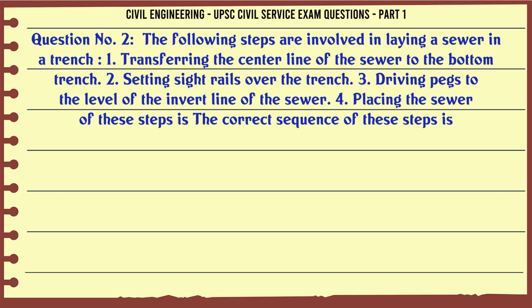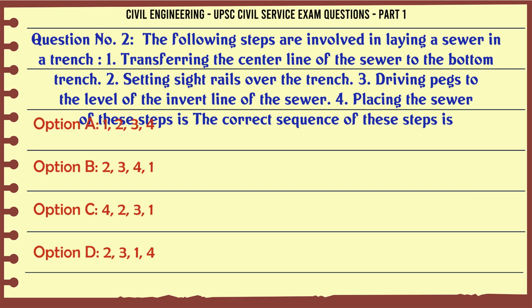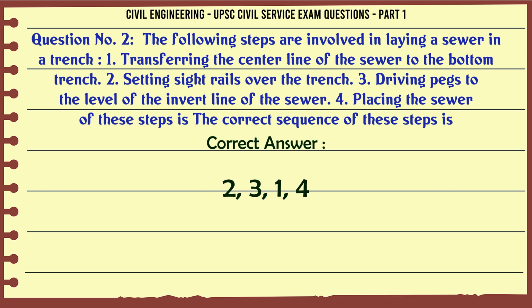The following steps are involved in laying a sewer in a trench. 1. Transferring the center line of the sewer to the bottom trench. 2. Setting site rails over the trench. 3. Driving pegs to the level of the invert line of the sewer. 4. Placing the sewer. The correct sequence of these steps is A. 1 2 3 4, B. 2 3 4 1, C. 4 2 3 1, D. 2 3 1 4. The correct answer is 2 3 1 4.